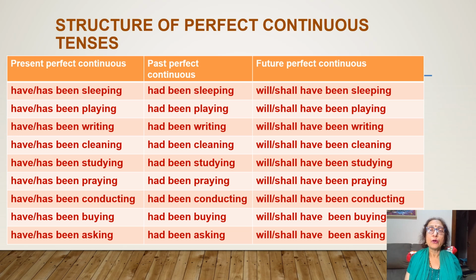And only the third person singular uses has. So throughout we have the same form. In the past tense, no confusion. So throughout, had been. We use had been sleeping, had been playing. And then in the future, we have two forms, will and shall, for to be. And then we have have, will have, shall have, because that is the future form of have. Will have been sleeping, shall have been sleeping.